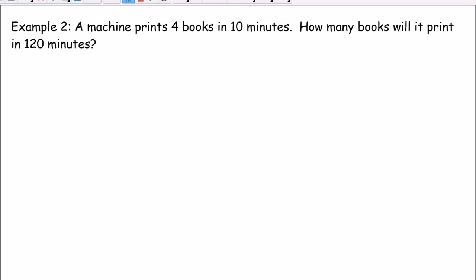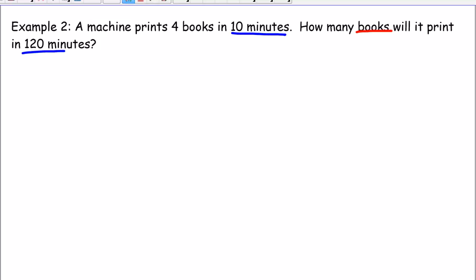Here is another example. A machine prints 4 books in 10 minutes. How many books will it print in 120 minutes? Now, this is usually how I work these questions out. I look at what has been asked, and I usually order that on the right, while what I have been given, I usually arrange that on the left. So this is what I mean. They're asking how many books, so that will be on the right of the equation, and whatever I'm given, which is 10 minutes and 120 minutes, that will be on the left.